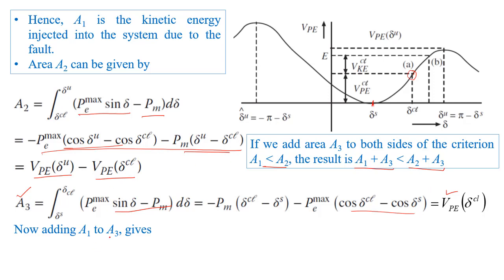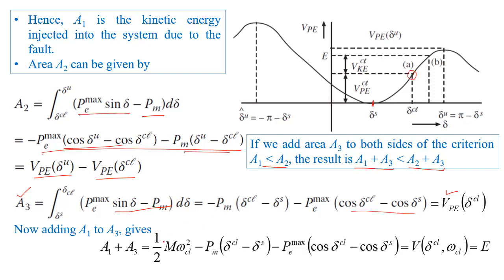Now if we add A1 and A3, this is your A1, half of M omega CL square, and this is your A3. If we add both, this is the energy function at delta CL and omega CL, that is V of delta CL, omega CL. So this is the energy function at the fault clearing point. That is nothing but equal to E, energy.